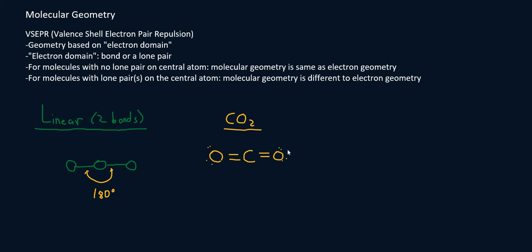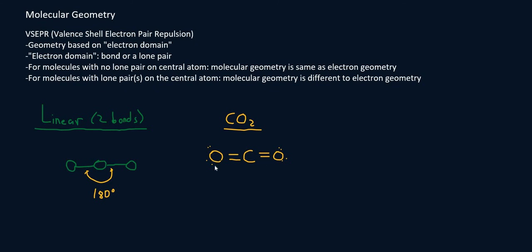This is the approach you want to take when you go about predicting your molecular or electron geometries. The first thing you always have to do is draw a valid Lewis structure. If your Lewis structure isn't correct, then your geometry also probably isn't going to be correct. So drawing a valid Lewis structure is crucial in this process of molecular geometry.